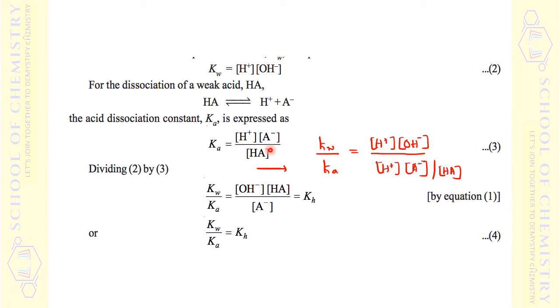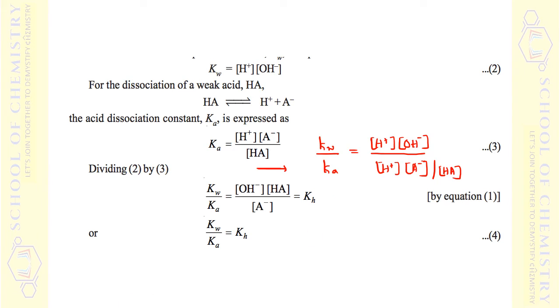minus divided by HA. Now if we divide these two equations, the first equation which we obtained was Kh, the second equation is Kw. If I divide Kw by Ka, Kw is H plus into OH minus, and Ka is nothing but H plus into A minus overall divided by HA.